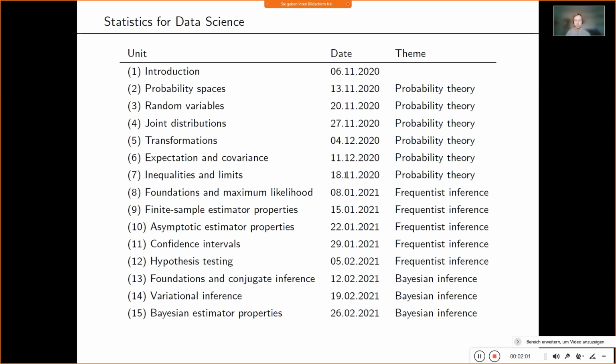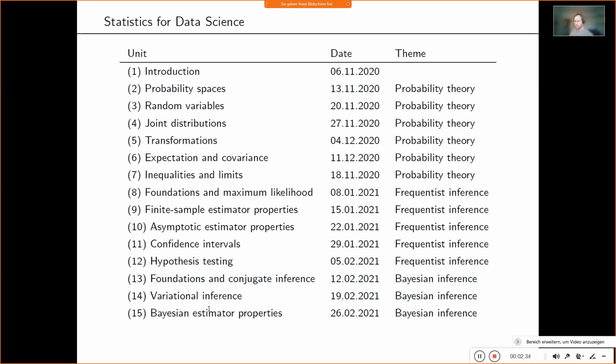Then there will be the Christmas break, and we will start again on the 8th of January with sessions on frequentist inference, essentially dealing with estimator properties and optimality theory of properties, and then the important notions of confidence intervals and hypothesis testing. And then we will do 3 sessions in the end on Bayesian inference.